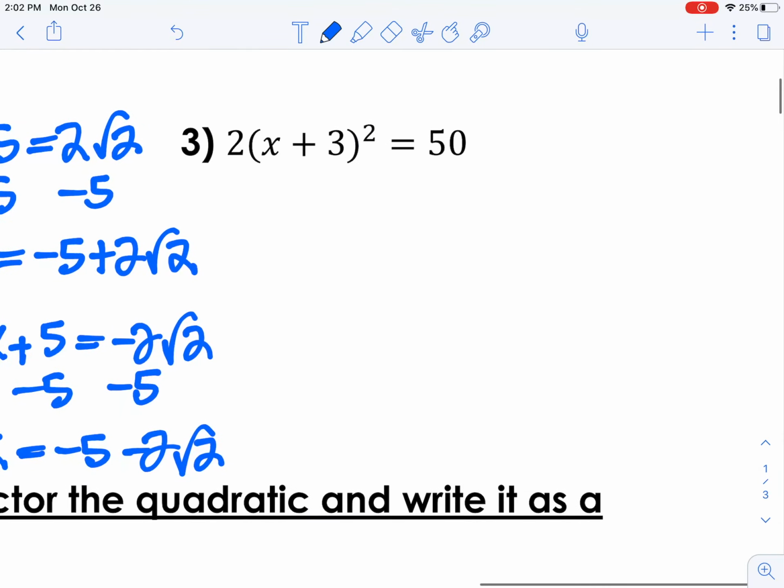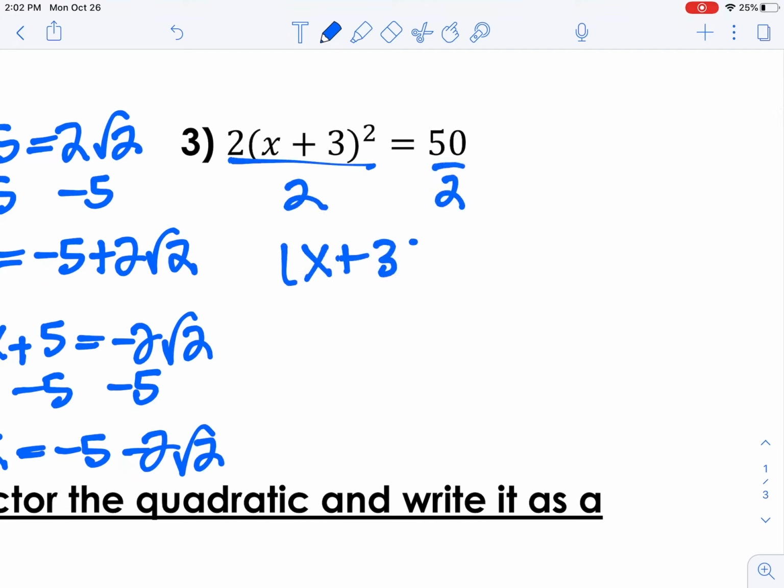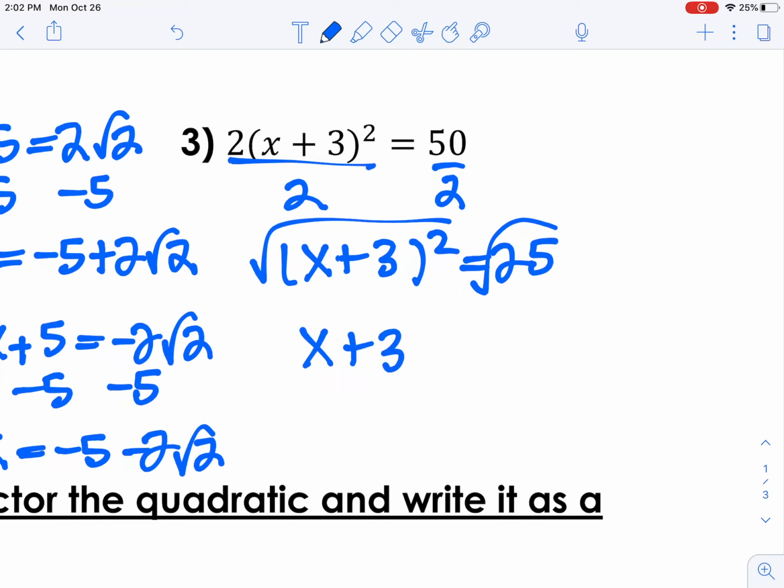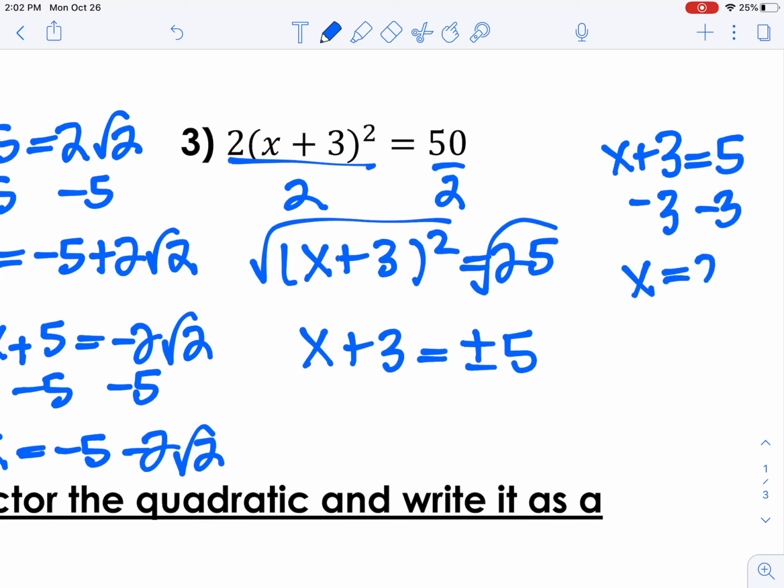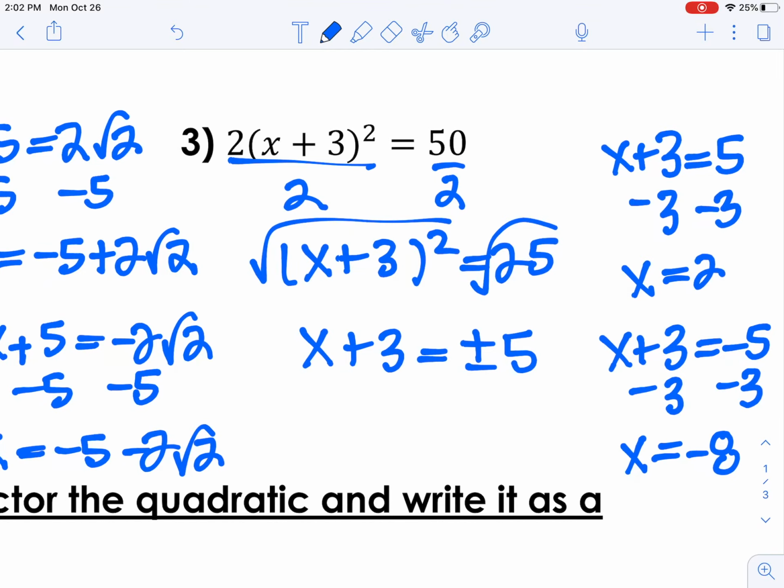Okay, then for number 3, we do it just like we did the last one. We divide first. That leaves x plus 3 squared is 25. Oh good, this one's pretty easy. When I square root both sides, I get x plus 3 equals plus or minus 5. So then I set up my two equations. x plus 3 is positive 5, which gets me 2, and x plus 3 is negative 5, which gets me negative 8.